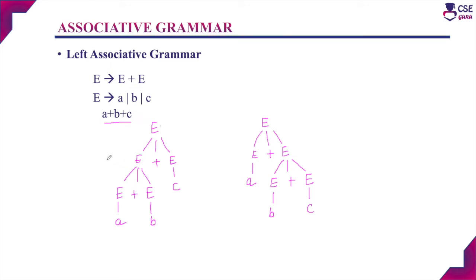The first parse tree is correct. There are two addition operators here, and the associativity rule for the addition operator is from left to right. So the operator that appears first from the left should be evaluated first, and then the next operator should be evaluated as per the associativity rule. In the second parse tree, B plus C will be evaluated first and then the result will be added to A. So the first is the right parse tree, and this one is a wrong parse tree.